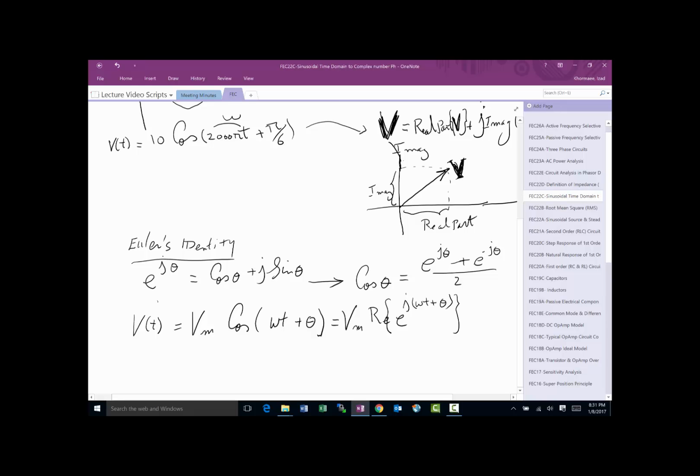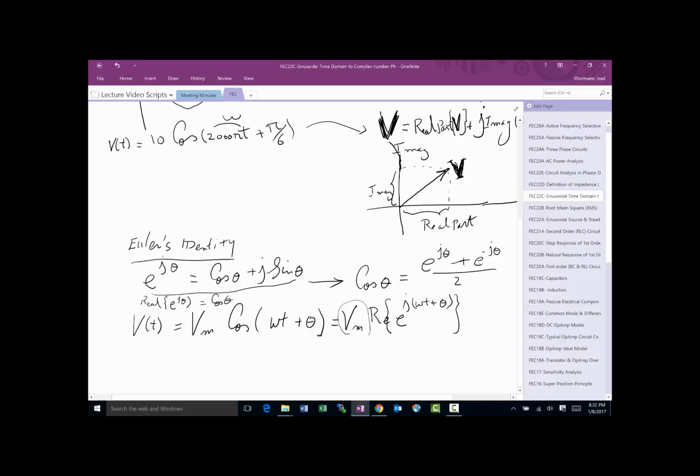What we're basically saying is, if I take just the real part of e to the j theta, that's simply cosine of theta. That's all it's saying: if you've got a cosine of theta, that's just the real part. And since Vm is a constant, you can take it out. That's basically what they're saying.